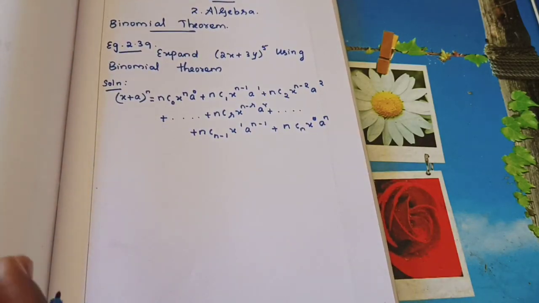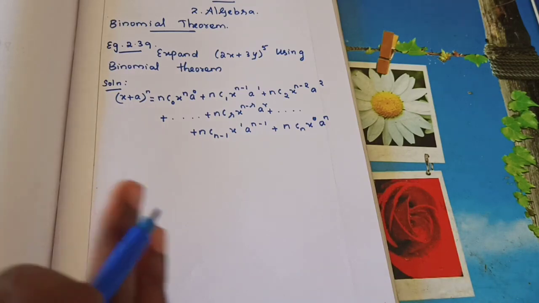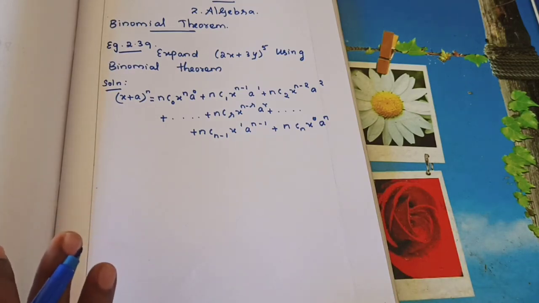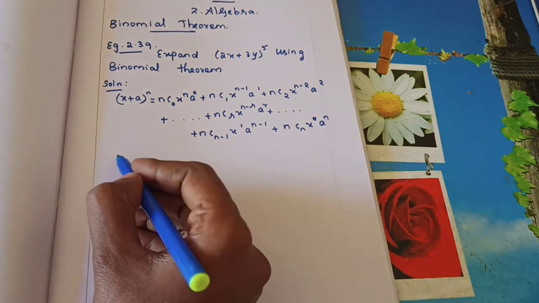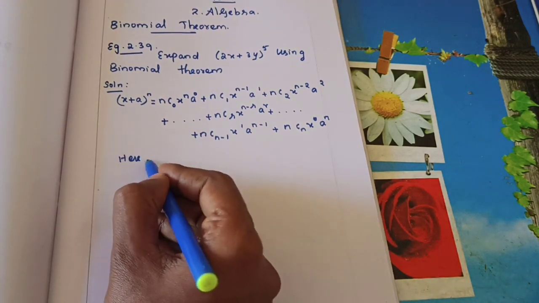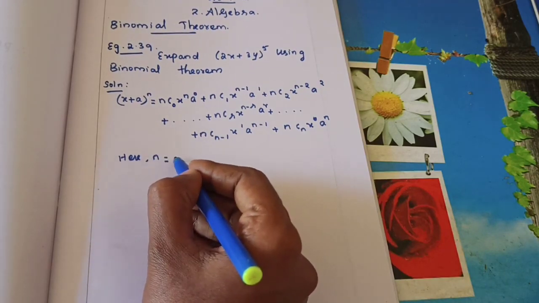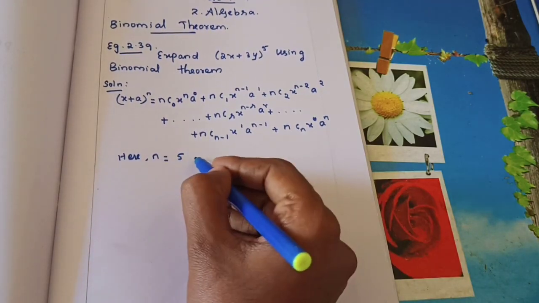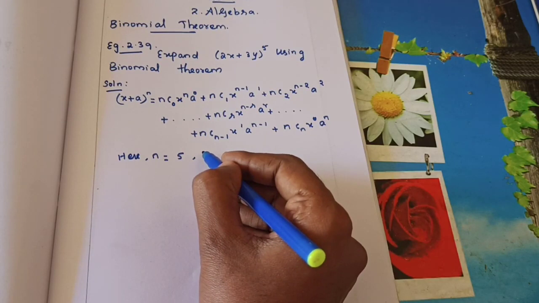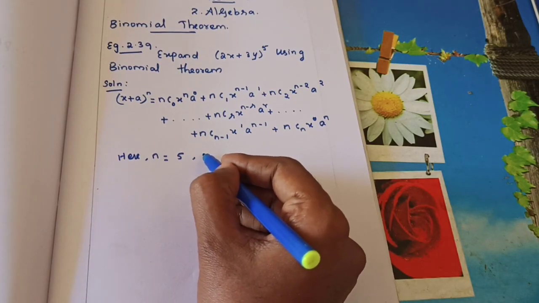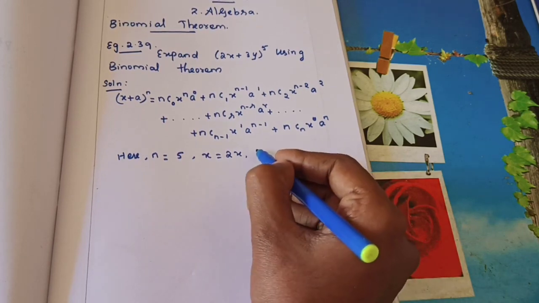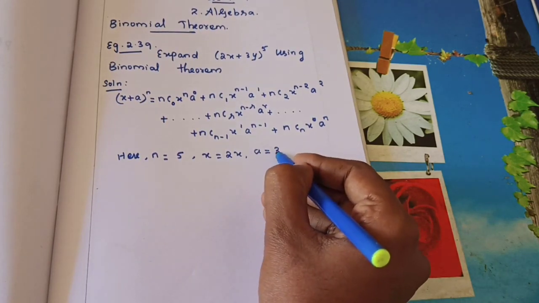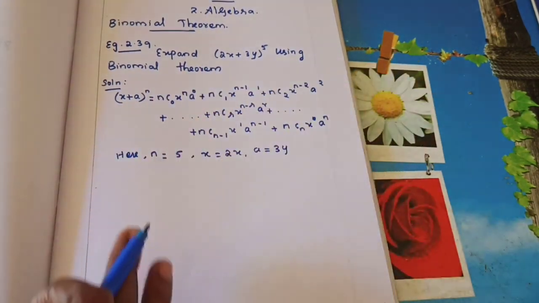So (x plus a) the whole power n means this is the expansion. If you know this expansion, we are just going to substitute the values, that's all. So first you write down all the values. What's the value for n? n equal to 5. Then what's the value for x here? In the place of x, here 2x, correct? Then in the place of a, what's here? 3y. Just substitute the values in this expansion.